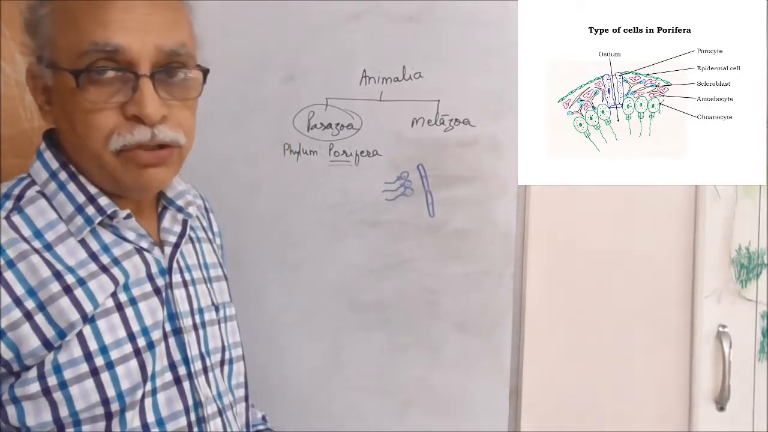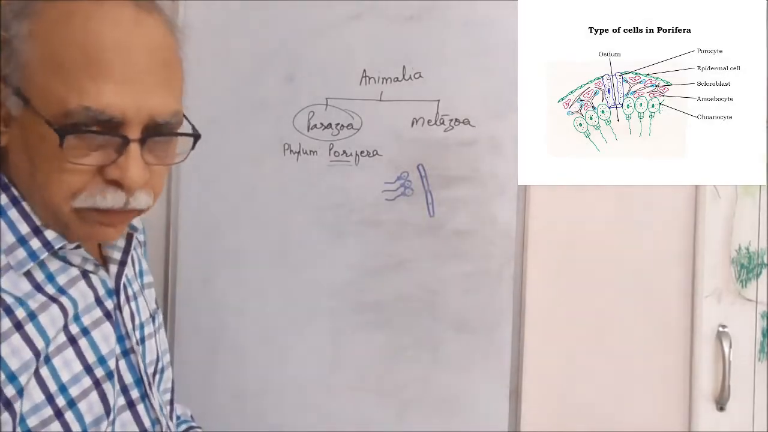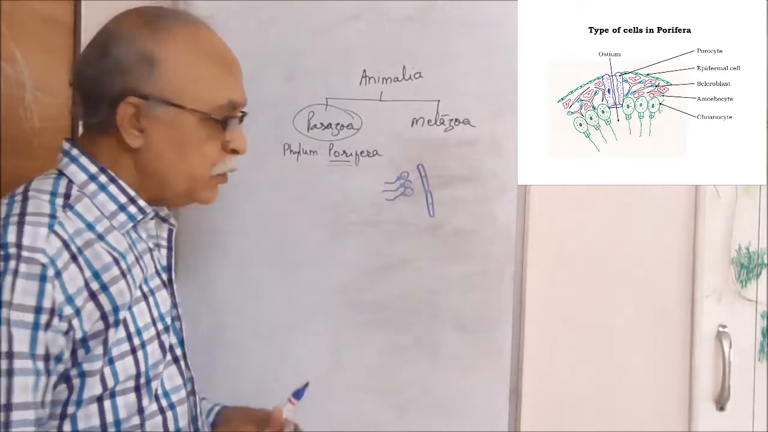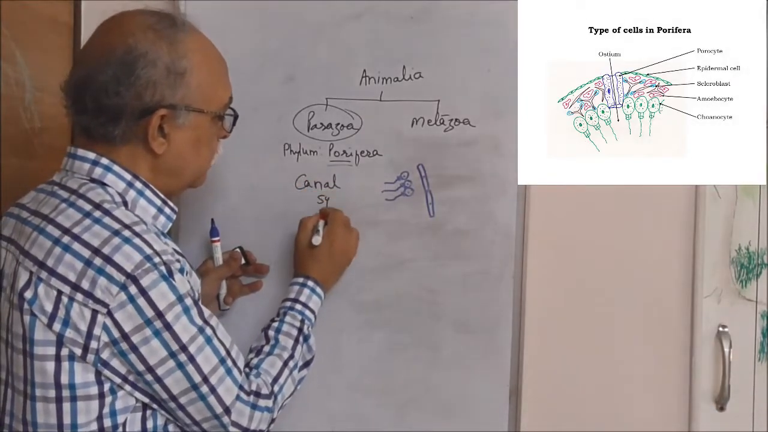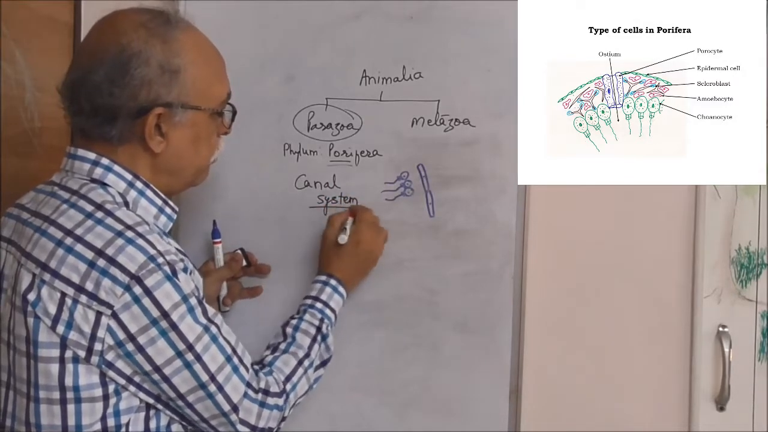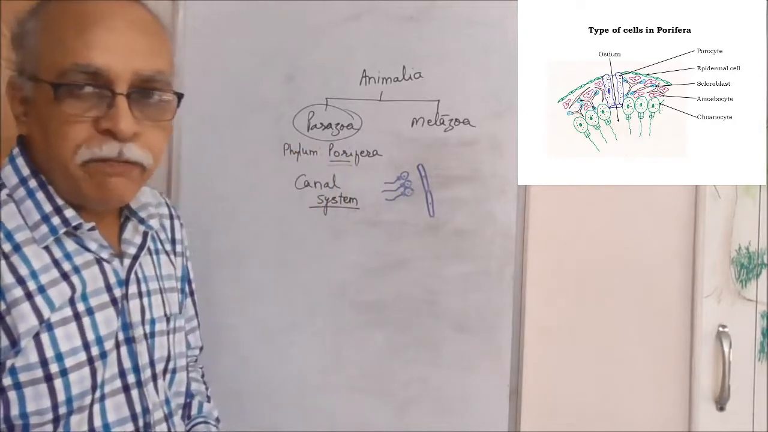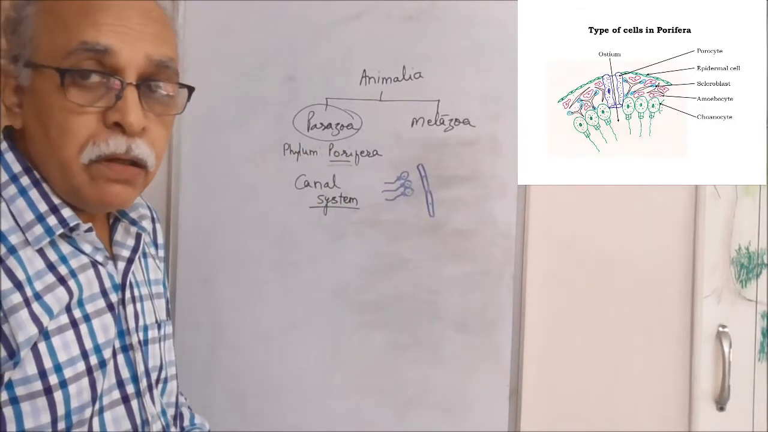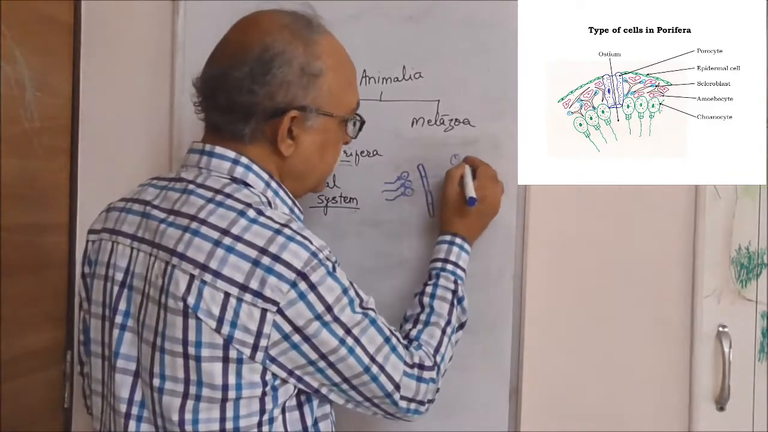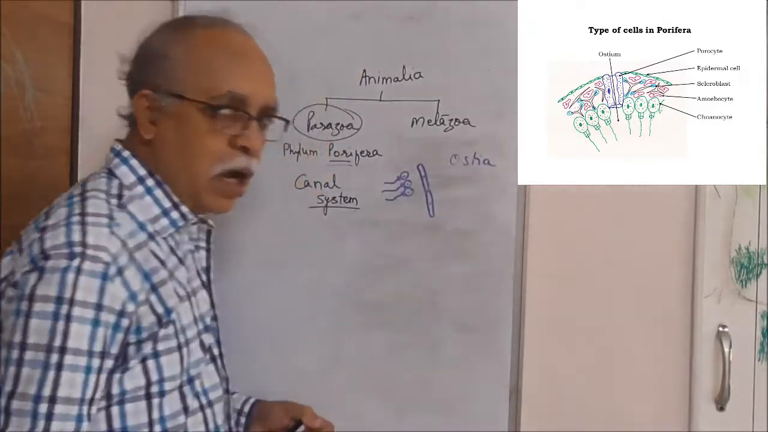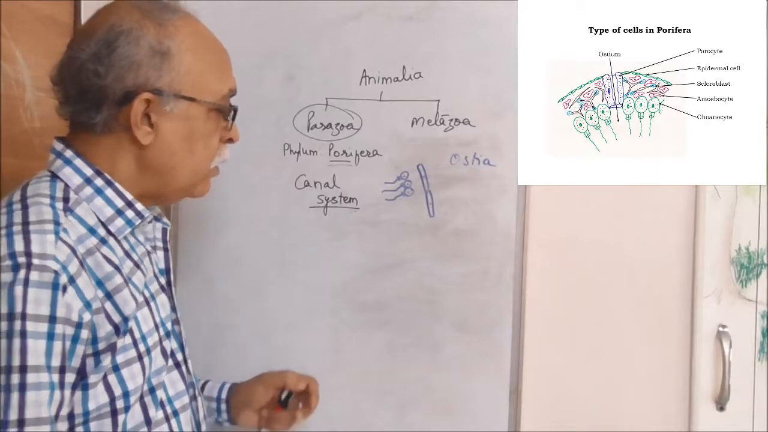Another characteristic feature, which is the diagnostic character of Porifera, is presence of a canal system. See, we have identified this as a perforated animal, porous animal. These pores, what we are talking about, are minute pores called as ostia. Very small pores are there, microscopic pores are there.